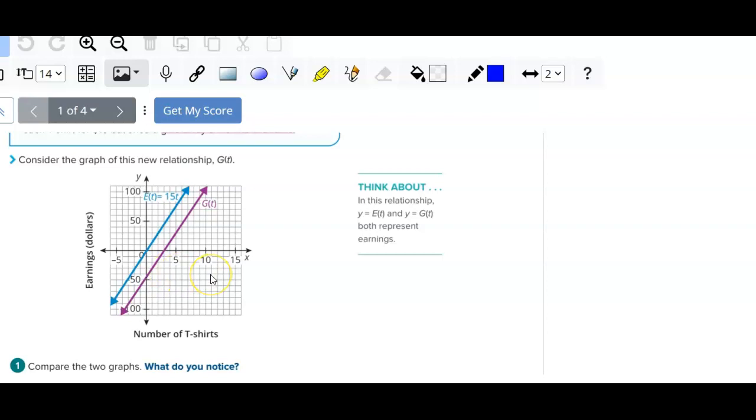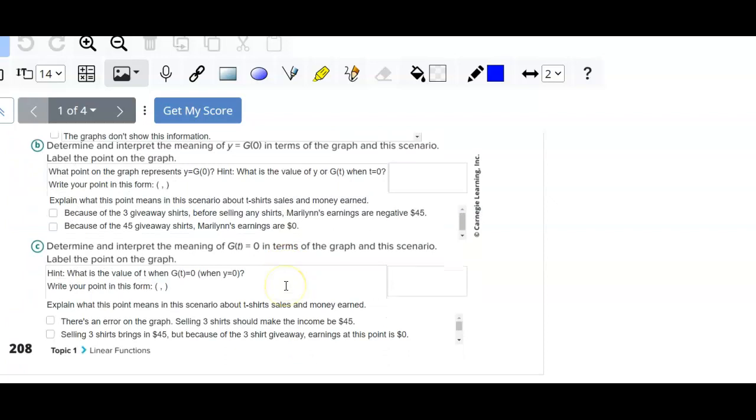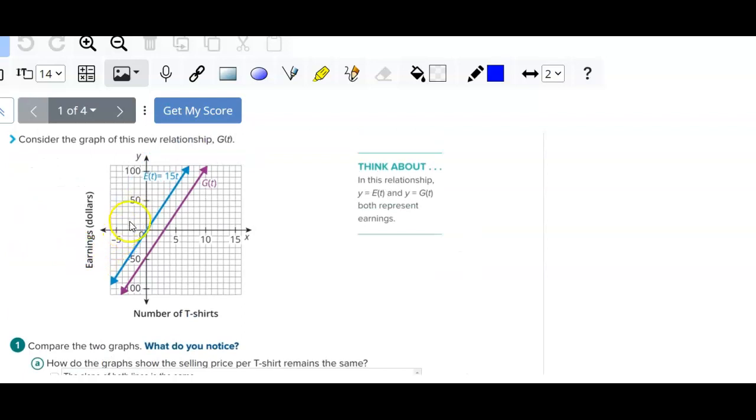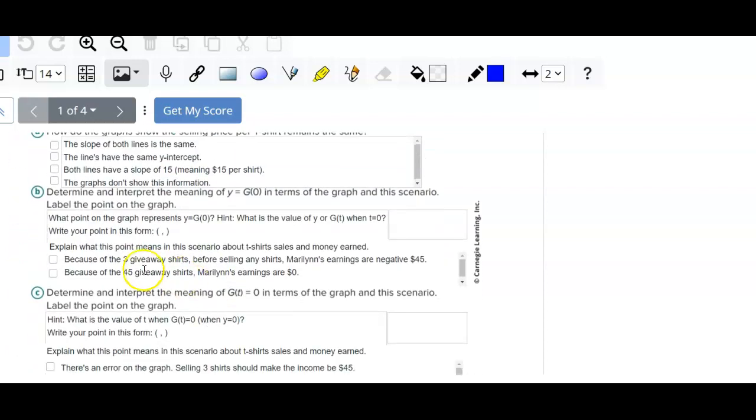That's interesting. Let's go back to the answer choices. So we're going to label that point on the graph. You're going to label the point where our input is 0 and you're on the pink graph, somewhere between -40 and -50. And go ahead and put that point here. So put your number and a comma and another number to write that point. Then explain what that point means in this scenario about t-shirt sales and money earned.